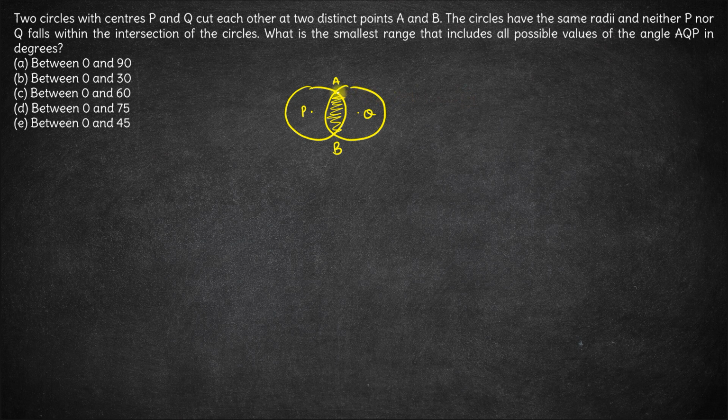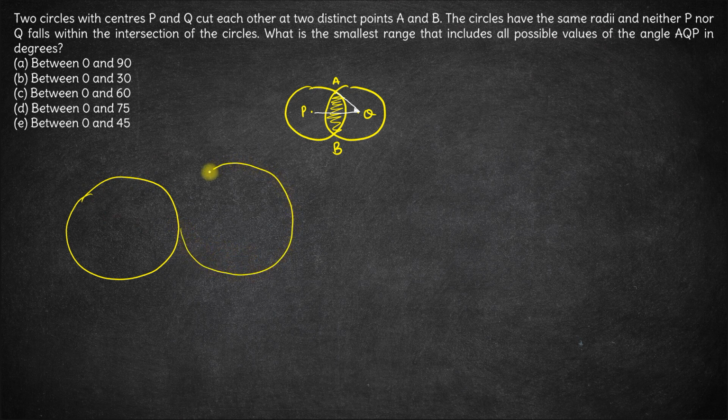So we have to figure out angle AQP. This angle. So what is the smallest range for this angle? Range is basically the least possible value of this angle and the highest possible value of this angle. The highest and the least possible values will occur in two extreme cases. Extreme cases as in when these circles barely touch each other, although it's given that these circles cut each other at two distinct points.